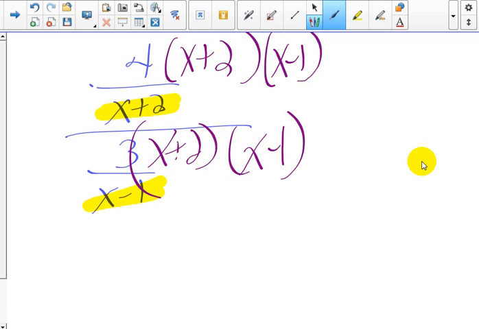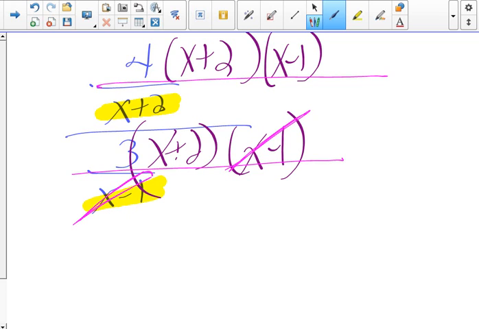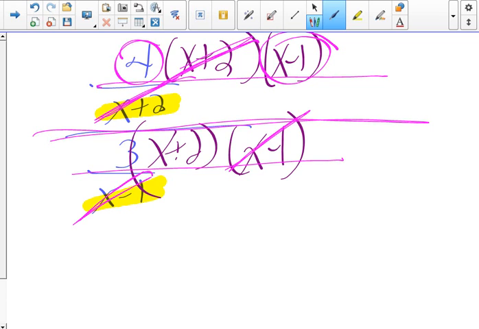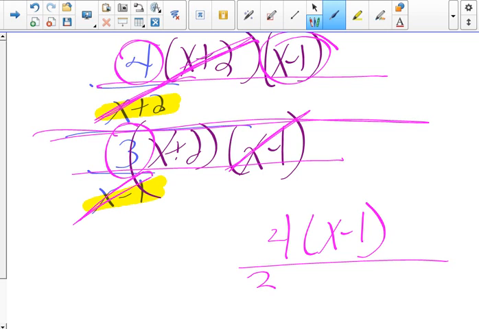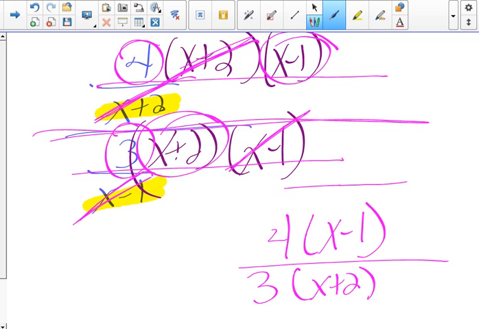Now, what happens from there is, now this extends and this extends. So our x minus 1's cancel out down here, and my x plus 2 cancels out up here. So I'm left with this big fraction of 4 times x minus 1 all over 3 times x plus 2. And that's your answer.